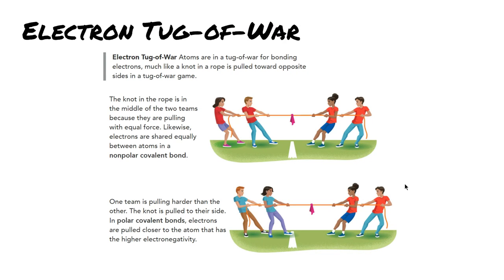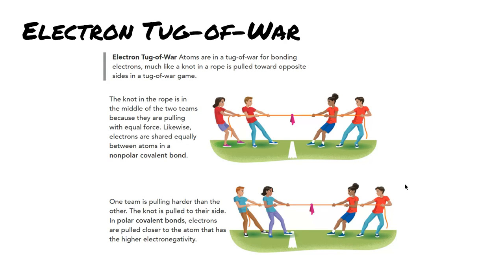Now I like to think of bond polarity and the topic of bonding almost like a tug of war. We know that the atoms are trying to pull the electrons towards them as much as they can, and we're going to see that in this tug of war, one side of that bond might win over another. So when we look at this slide, we see on the top, the top tug of war group, the knot is in the middle. So we don't have one team winning over another. It seems like they are evenly shared. The electrons, that is, are evenly shared on both sides of the bond.